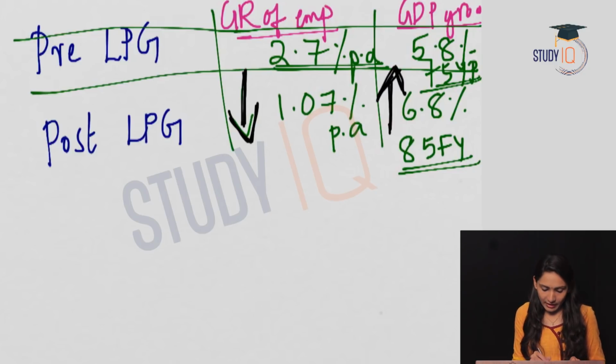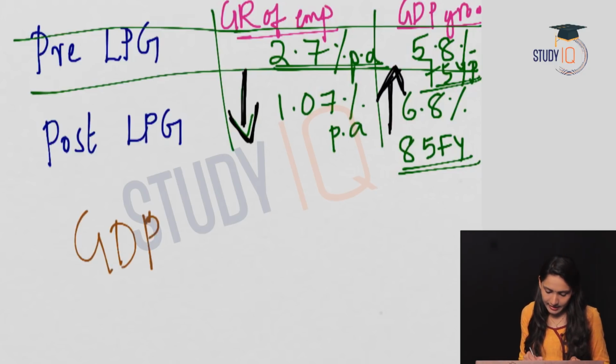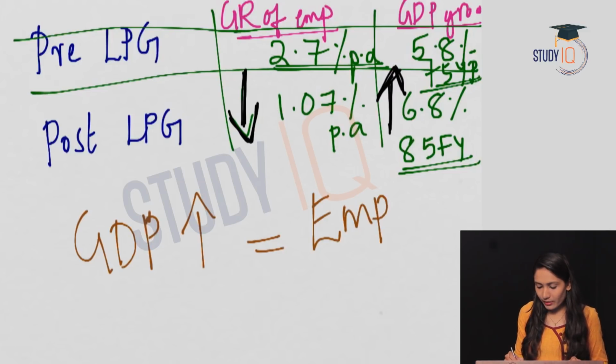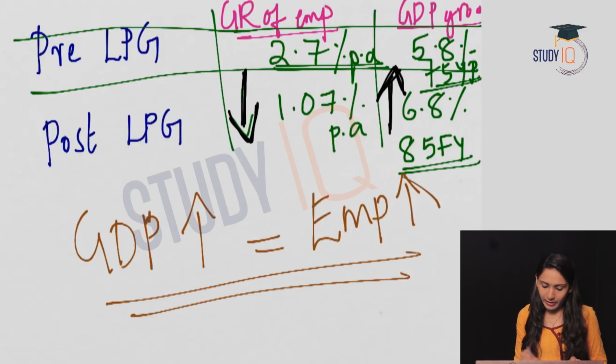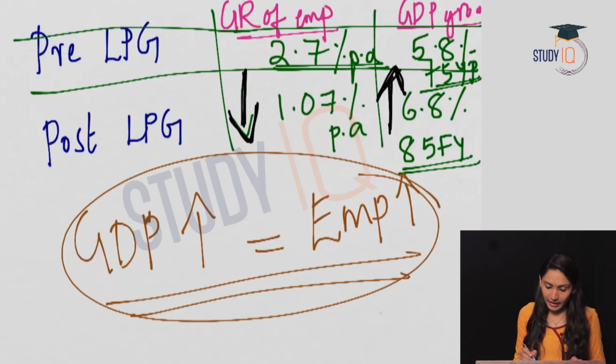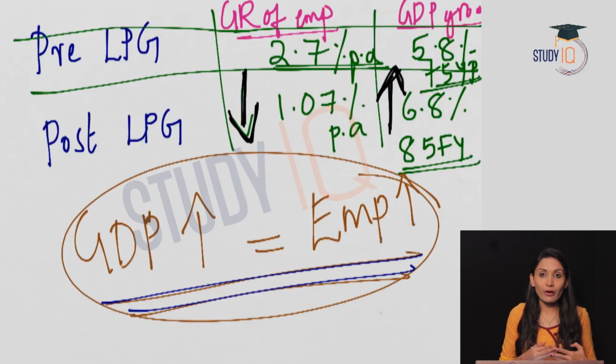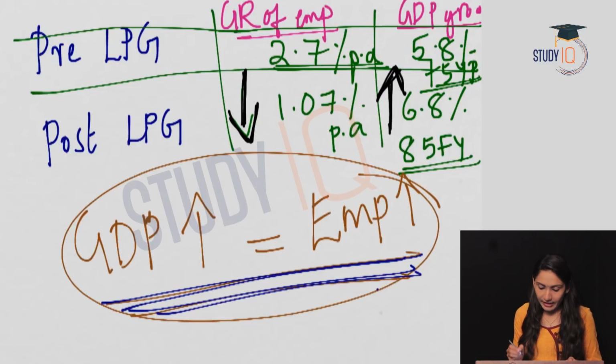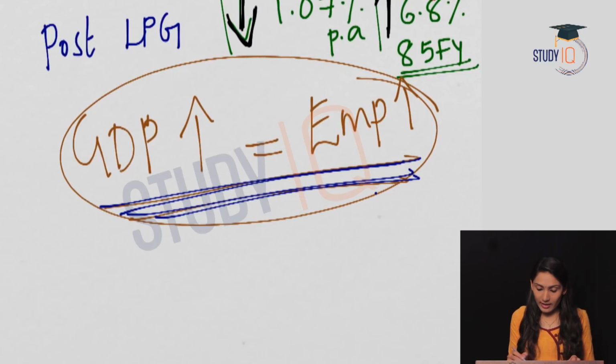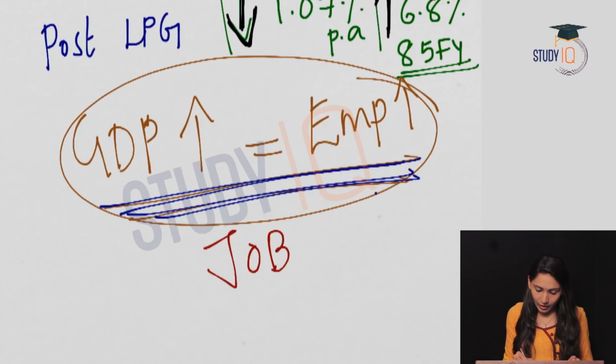Ideally in an economy, when the GDP increases, it should contribute to the employment rate or to the growth of employment in the economy. This is the ideal condition. But in India, what has happened? The GDP has increased due to the reforms adopted by the economy, but the rate of employment growth came down. This is a very negative indication. And this situation is known as jobless growth in an economy.